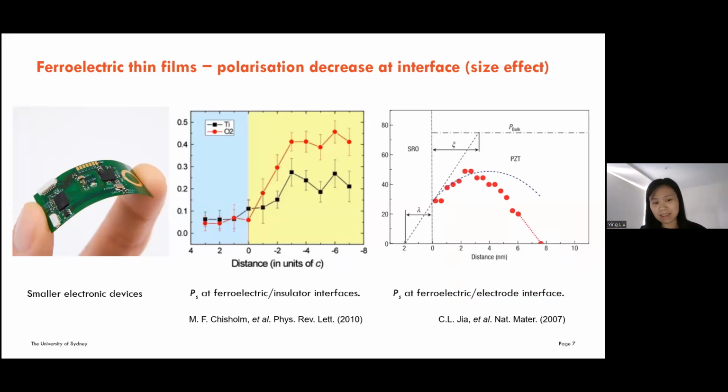In recent years, as electronic devices become smaller, there is a need to incorporate functional electronic materials into these devices as thin films. But for ferroelectrics, there is a problem. That is, at the interfaces between ferroelectric materials and other materials, such as here an insulator and here an electrode material, the polarization decreases significantly. That means when the thin film size decreases to a critical value, the ferroelectricity may disappear.